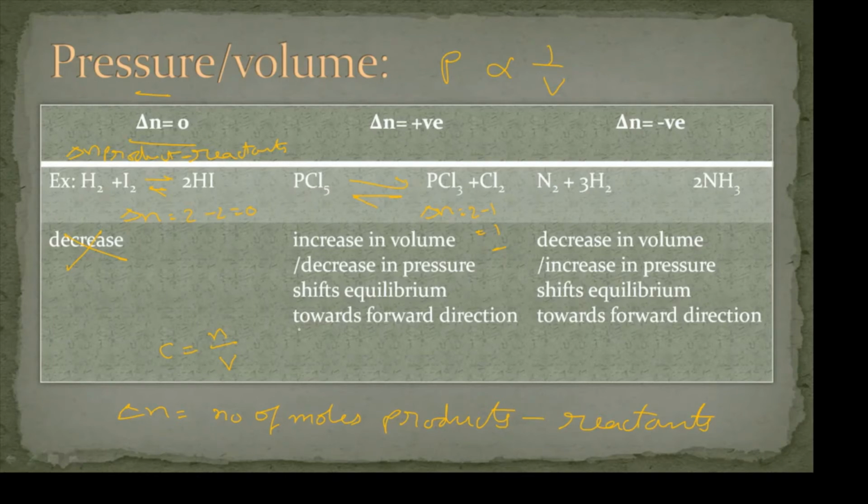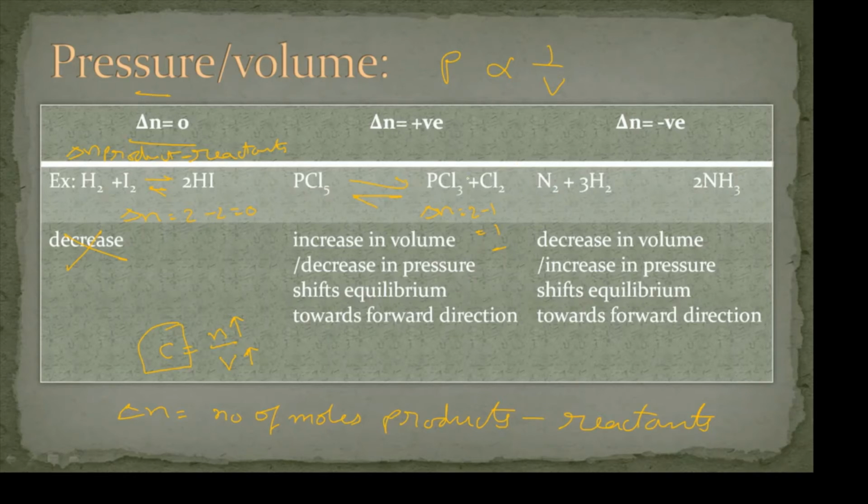So that means concentration is inversely proportional to volume, right? If volume increases, our motto is to keep the concentration C constant. So the number of moles should also increase. Then only C will be constant, right? So if there is an increase in volume, the number of moles also increases, so that C will be constant.